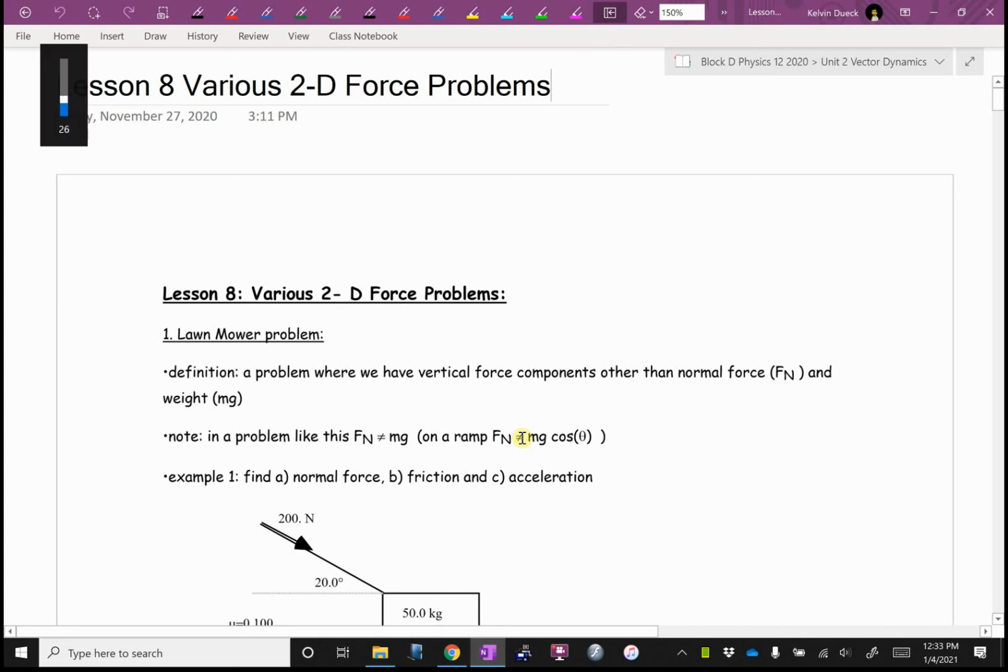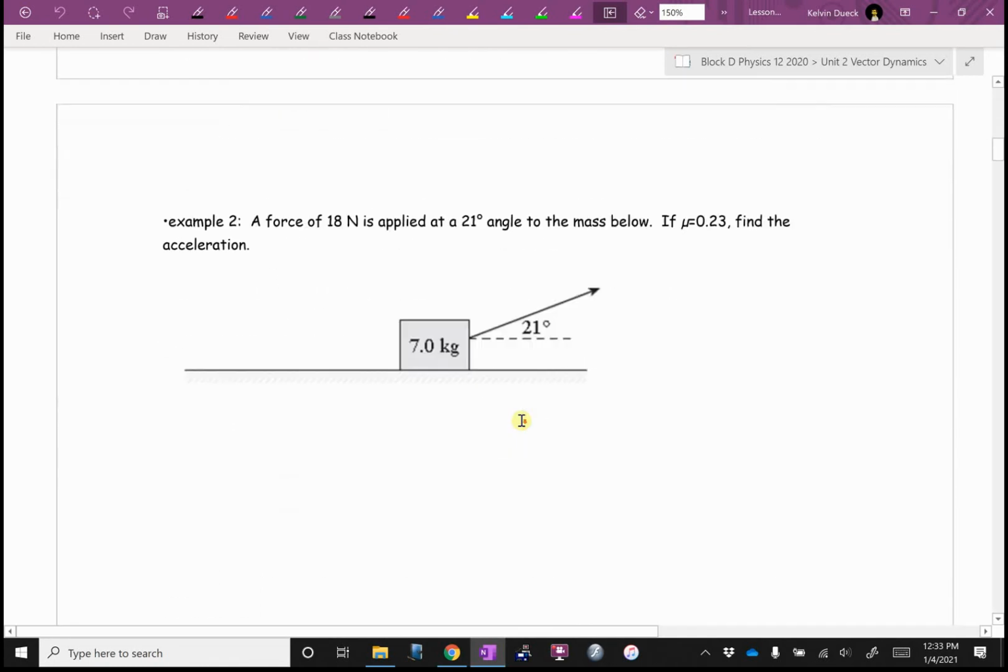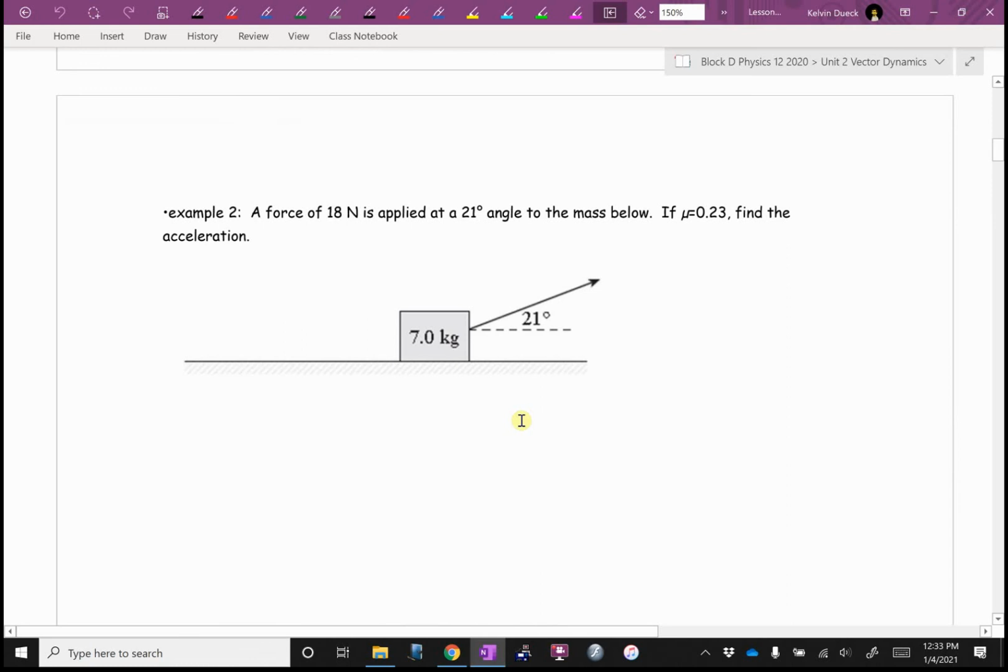So I called this lesson various two-dimensional force problems. By two-dimensional, I mean there's going to be components. And the first one is the lawnmower problem. I'm going to tell you right now there's going to be a lawnmower problem on your test. In other words, I like example 1. Although I also like example 2.